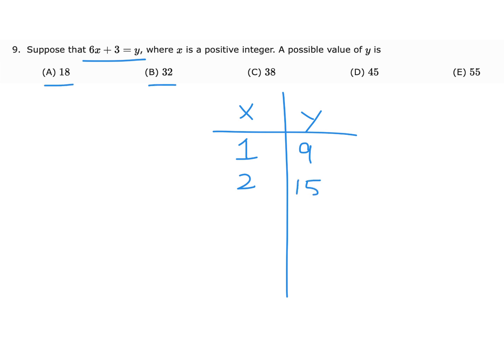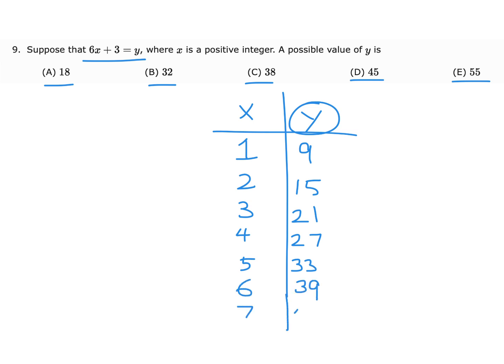And keeping in mind, we want to find one of these guys for the value of y. So we haven't yet, so let's keep going. When x is 3, y will be 21. When x is 4, it'll be 27. When it's 5, it'll be 33. When it's 6, it's 39. And when it's 7, it's 45. And there we go. We finally got a value of y that satisfies that equation where both x and y are integers.